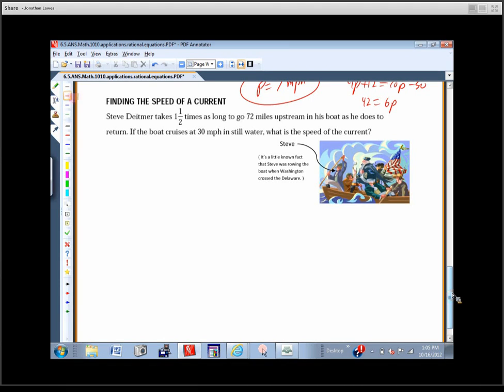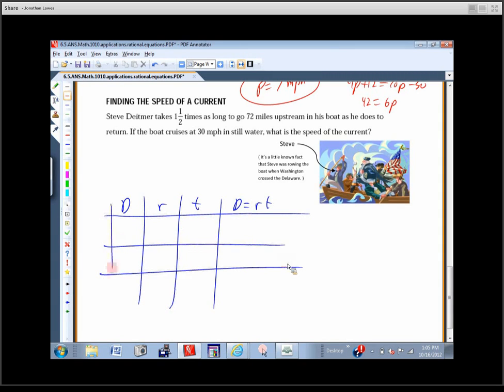So we're going to do the same thing as we did just a second ago. We're going to keep track of the distance, the rate, and the time, come up with a distance, rate, time equation, and then see what we could solve for in each of those. So we're going to do up and down. What was the distance upstream? 72. And downstream? 72. They're both the same.